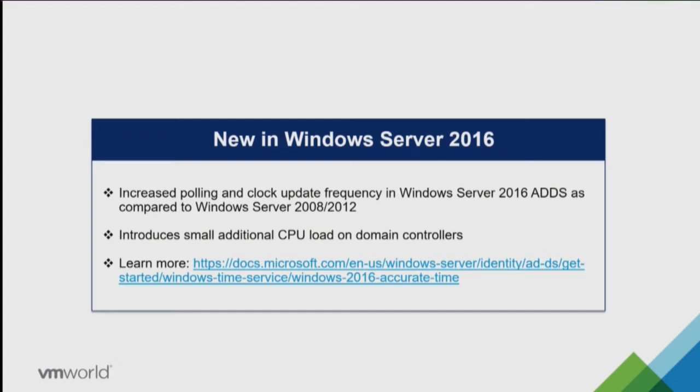But Microsoft says if CPU utilization on your Windows Server 2016 domain controllers is high, you could have less accurate updates and more clock drift. And Microsoft's definition of high is 40%. So if you have a domain controller that's 40% utilized or higher, and you haven't yet upgraded to Windows Server 2016, it might be a good time to look at the utilization on that, figure out why it's high, and potentially address it.